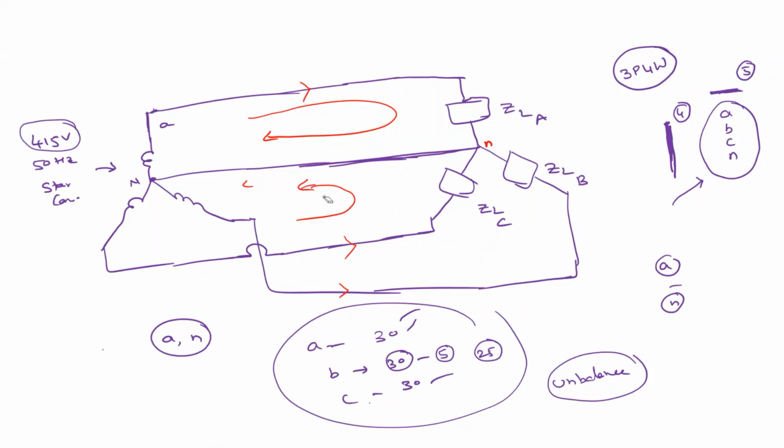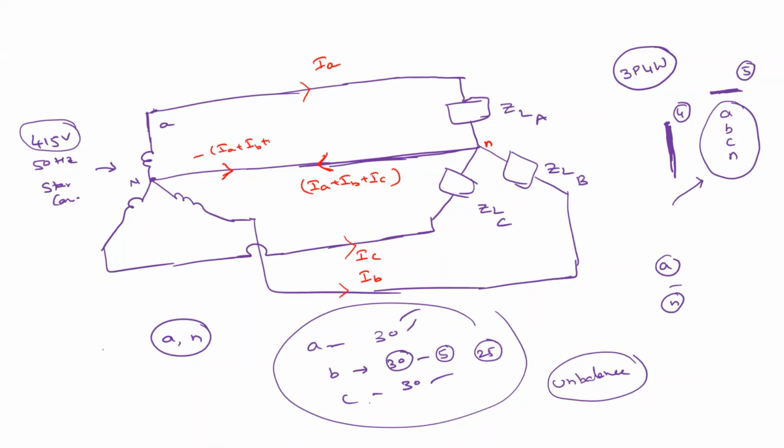Now tell me, if you assume this is IA, this is IB, this is IC, and this is the return current, what is this value? It will be IA plus IB plus IC, agree? Or if you write this direction, it will be minus of IA plus IB plus IC. Both are the same. I'm arranging this to avoid confusion.